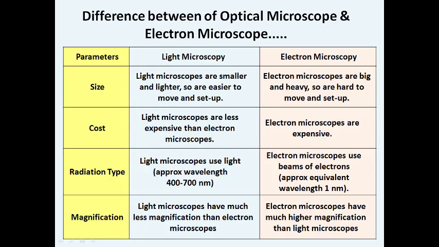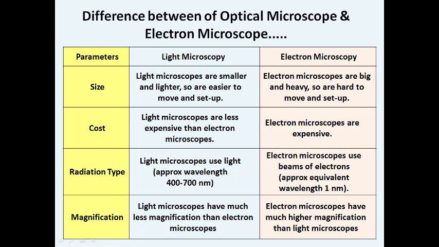Regarding the difference between the optical microscope and the electron microscope in parameters like size, we know light microscopes are smaller and lighter, and easy to move and set up. Whereas in an electron microscope, the size of the equipment required is very big, so it is heavy and hard to move and set up. Regarding cost, light microscopes are less expensive than electron microscopes, whereas electron microscopes are very expensive.